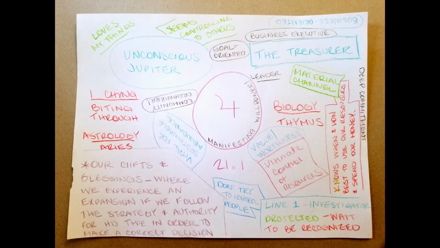Next, we have the unconscious Jupiter. Jupiter is all about our gifts and blessings, where we experience an expansion if we follow the strategy and authority for our human design type in order to make a correct decision. For me, it's gate 21.1, which is the treasurer again. So, I've got the gifts and blessings where I can expand if I'm following the correct strategy and authority.